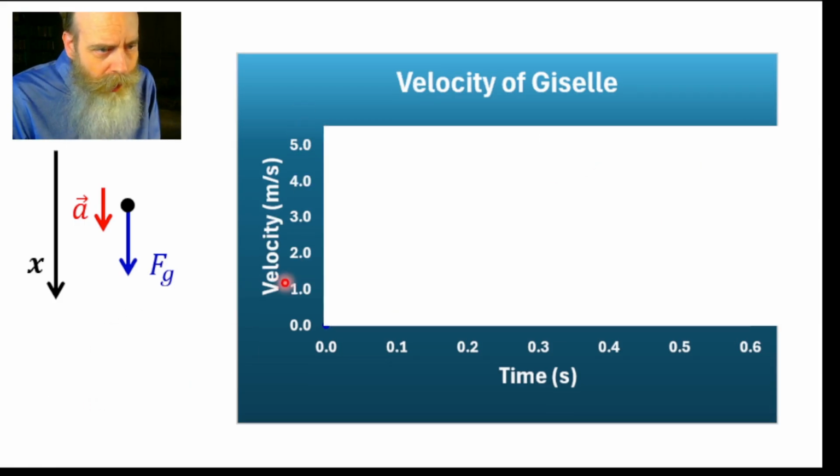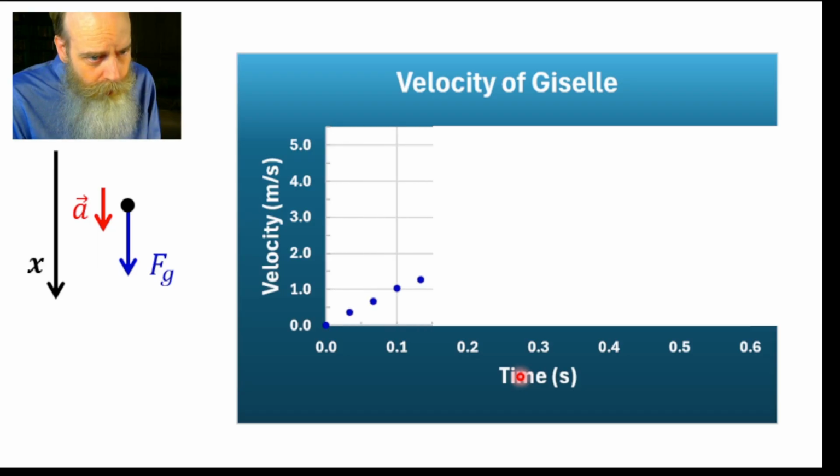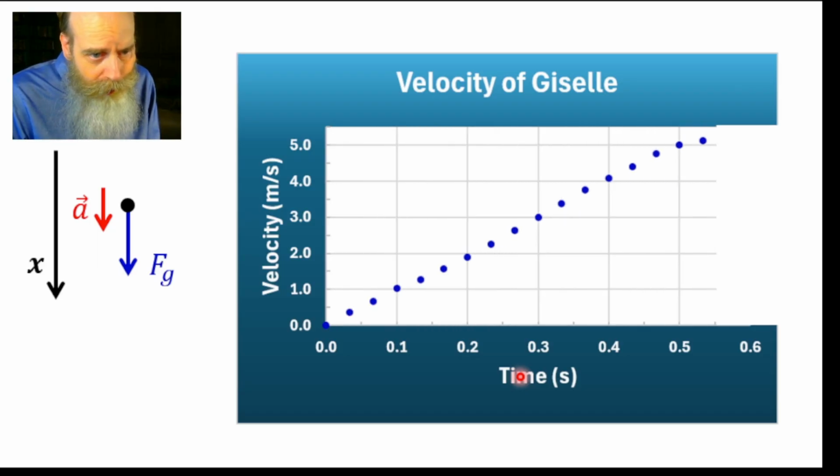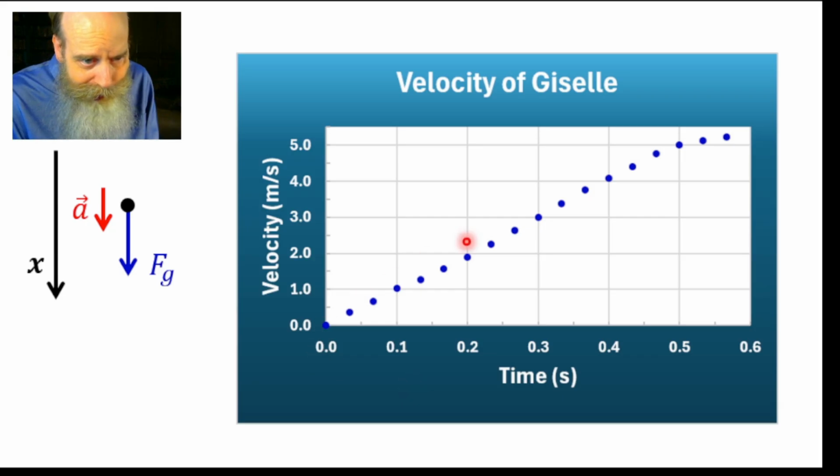Here I plot velocity on the vertical axis and time on the horizontal axis. And I'm going from 0.0 to 0.6 seconds as I did for the position graph. Here's what we found. We have a linear graph at the beginning. From 0 to 0.4 seconds, it's linear, corresponding to a constant acceleration. The acceleration is the slope of velocity versus time. But then, the slope of the tangent starts to decrease, and the velocity starts to level out.